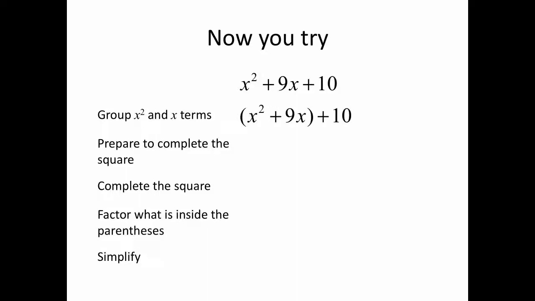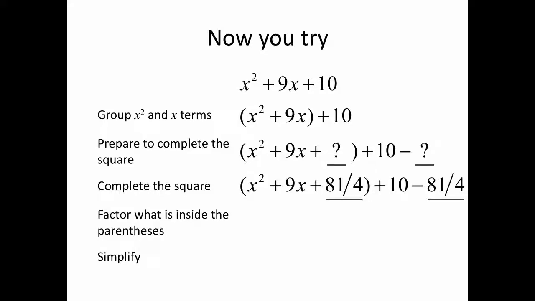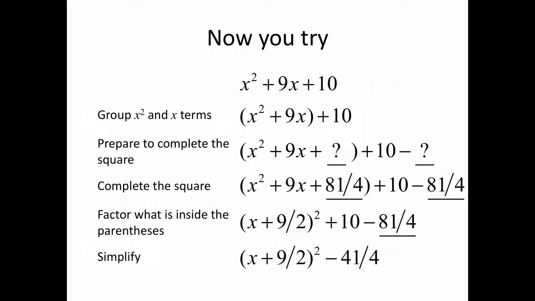Okay, so we'll group the first two terms, leave that open space, complete the square. Half of 9 is 9/2. 9/2 squared is 81/4. Add it inside, subtract it outside. Factor what's inside the parentheses to a perfect square. Simplify the remaining constant term. And there you go.